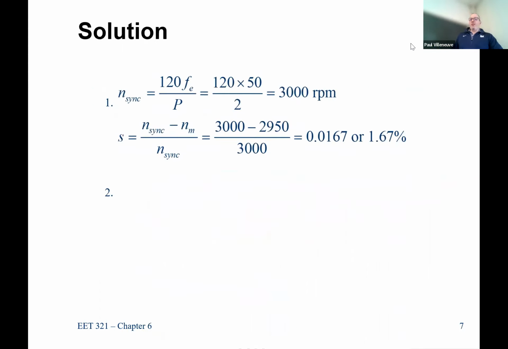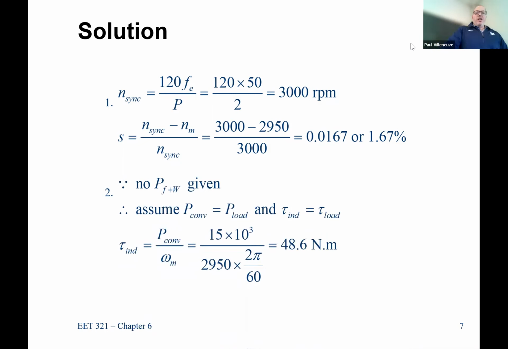All right, so we know what synchronous speed is for a 2-pole 50 hertz machine. It's 3,000 RPM. Our synchronous speed minus our mechanical speed, divided by the synchronous speed, is going to be 1.67%. So really low value of slip, which again is what we would hope for if we want efficient operation.